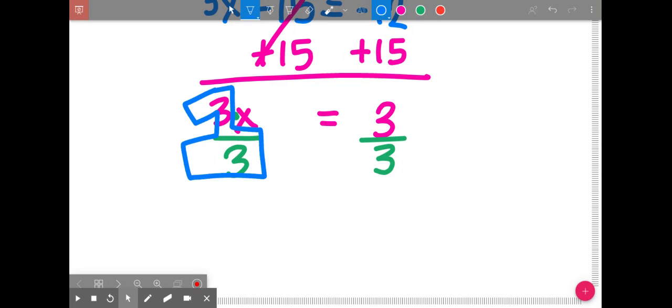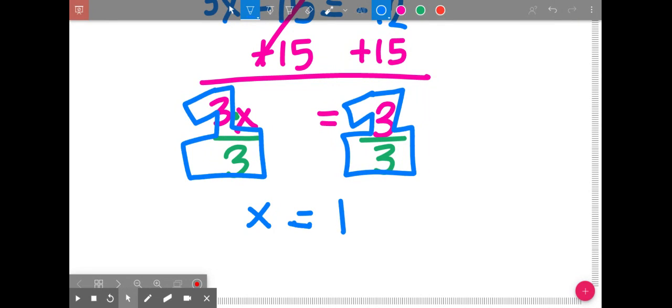Put it in your calculator if you don't believe me. 3 divided by 3 is 1, and I know that 1 times x is just x. Same thing happens over here. 3 divided by 3, it's 1. So I get x equals 1.